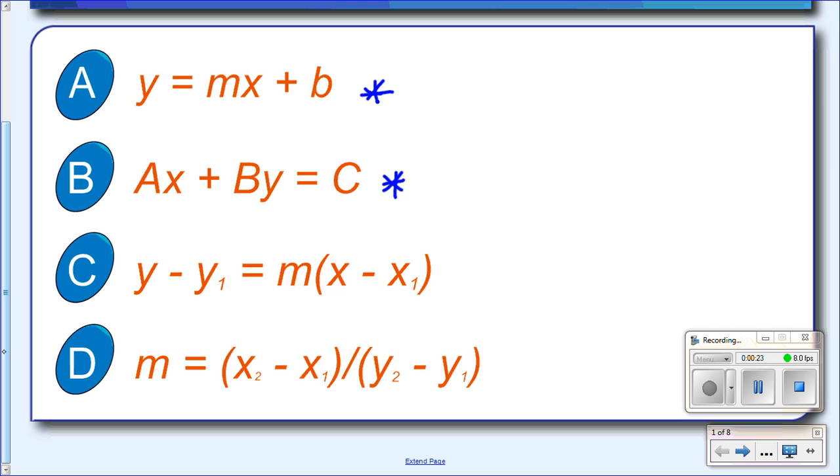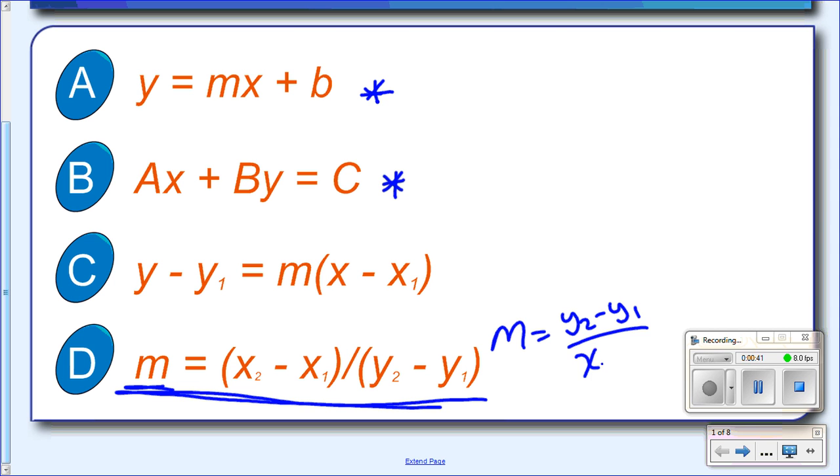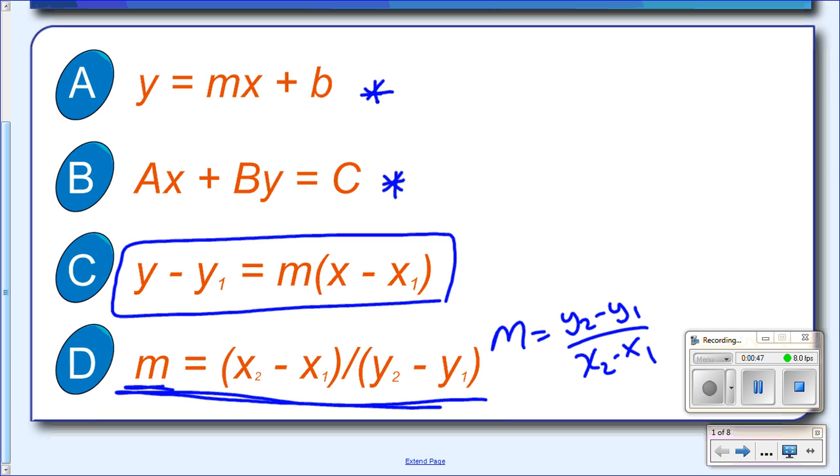And then these last two. This one, since it says M equals, is actually the formula for finding slope. It's actually upside down. For finding slope, it would be y2 minus y1 over x2 minus x1. And that just leaves this one right here then. Y minus y1 equals m times x minus x1. That is our point slope, and we're going to use that again today.